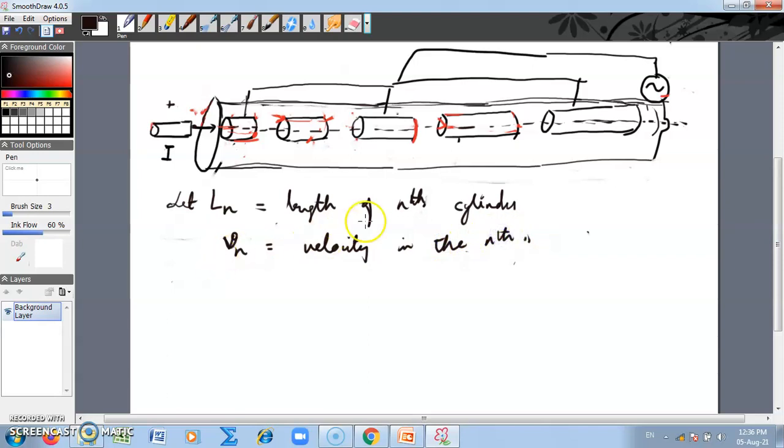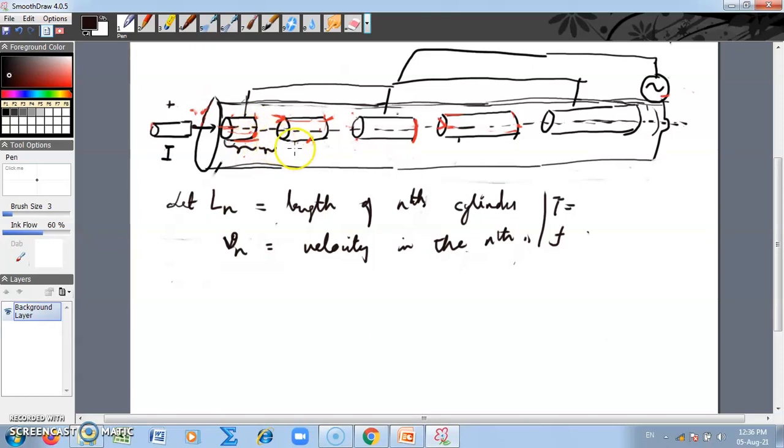cylinder. So let T be the time period. I'll not write it down, please note it down. T is the time period of the oscillator like this, and f is the frequency of the oscillator. And now the length of a cylinder, this one, plus the gap or the separation between any two consecutive cylinders. So this part is the separation between two cylinders.